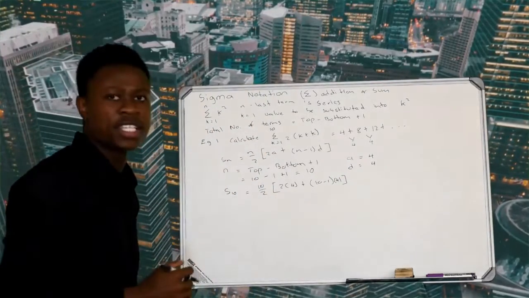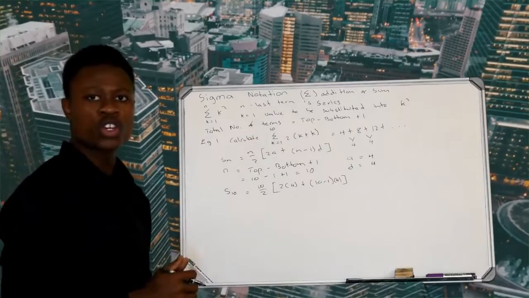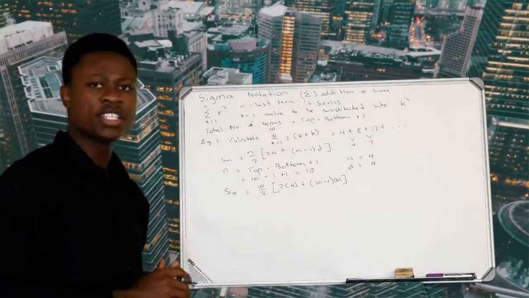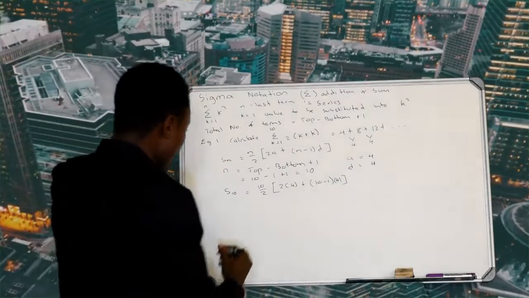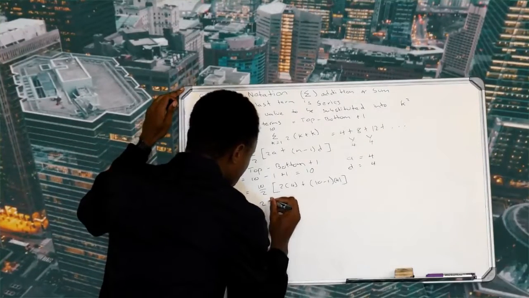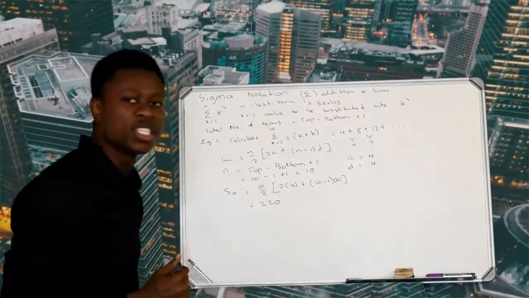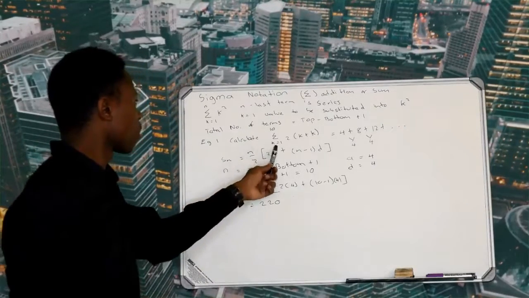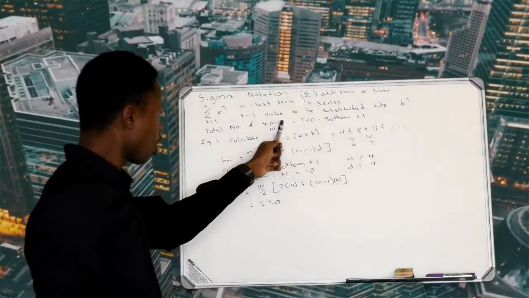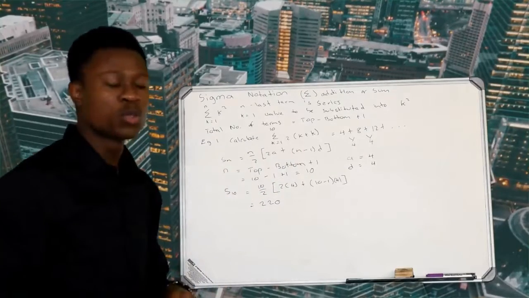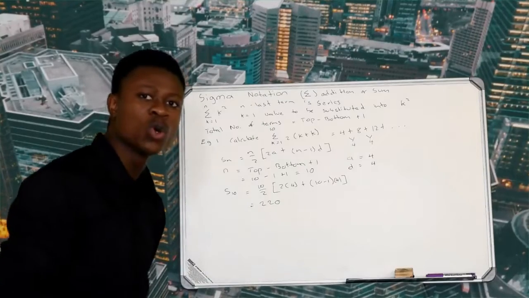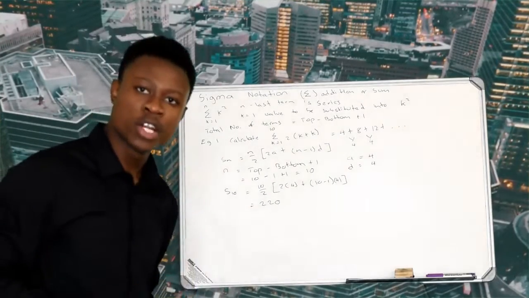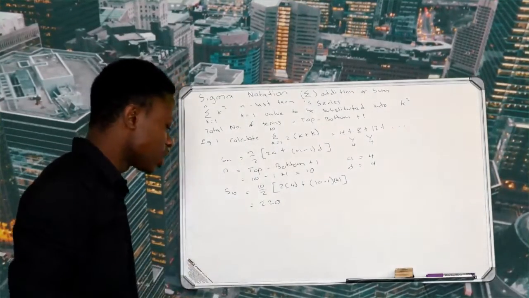So now this is basically it. We have solved this question. This was not too bad. This was quite easy. Now just put it in your calculator and see what value you get. The value that I got was 220. So the sum of this function between 1 and 10 is equal to 220, right? So that's example 1.